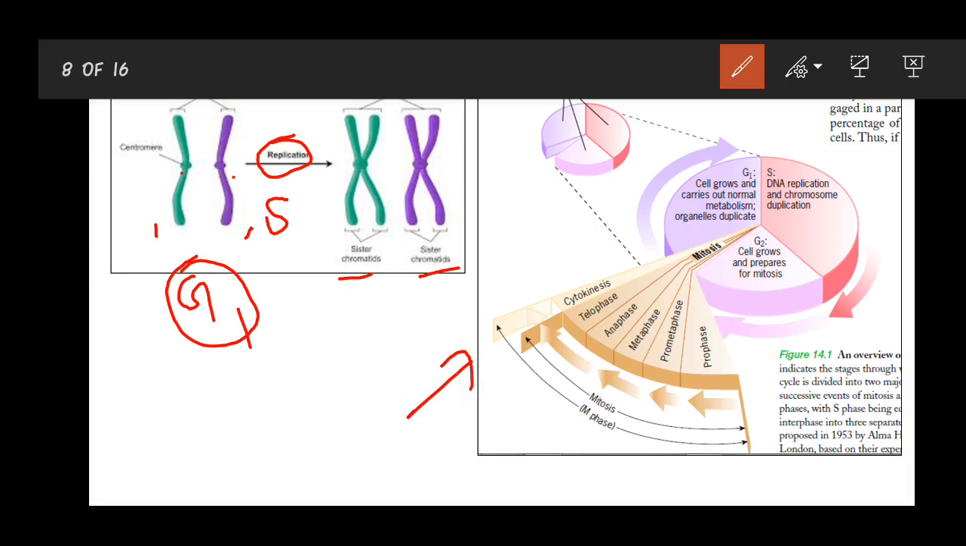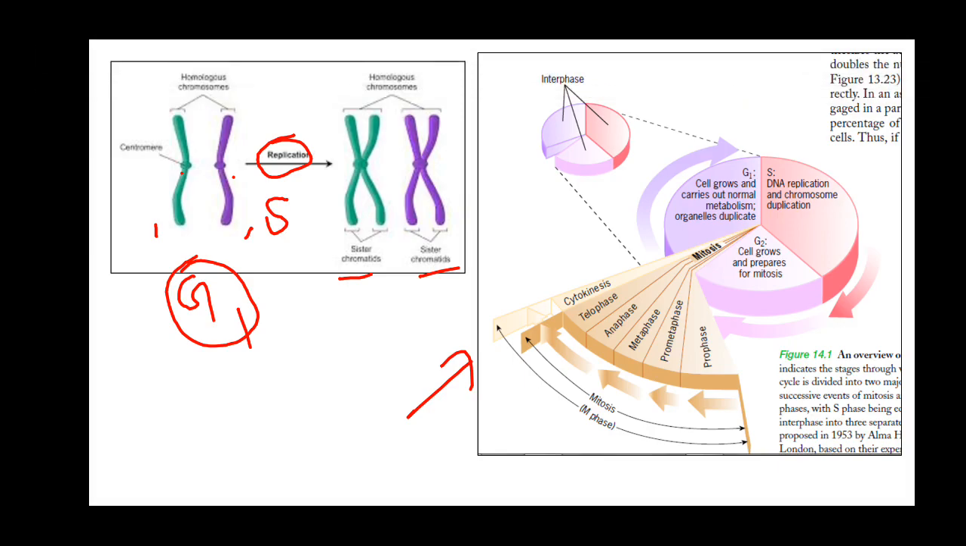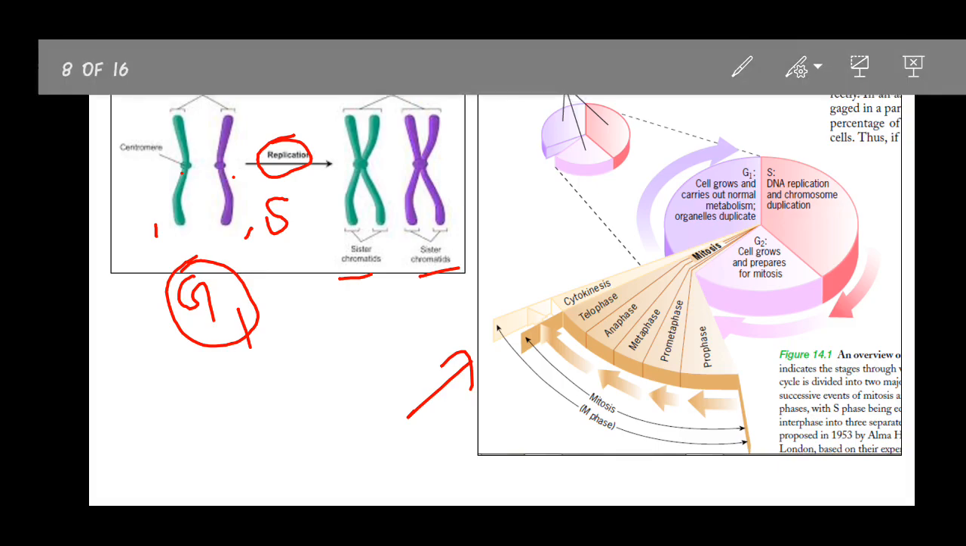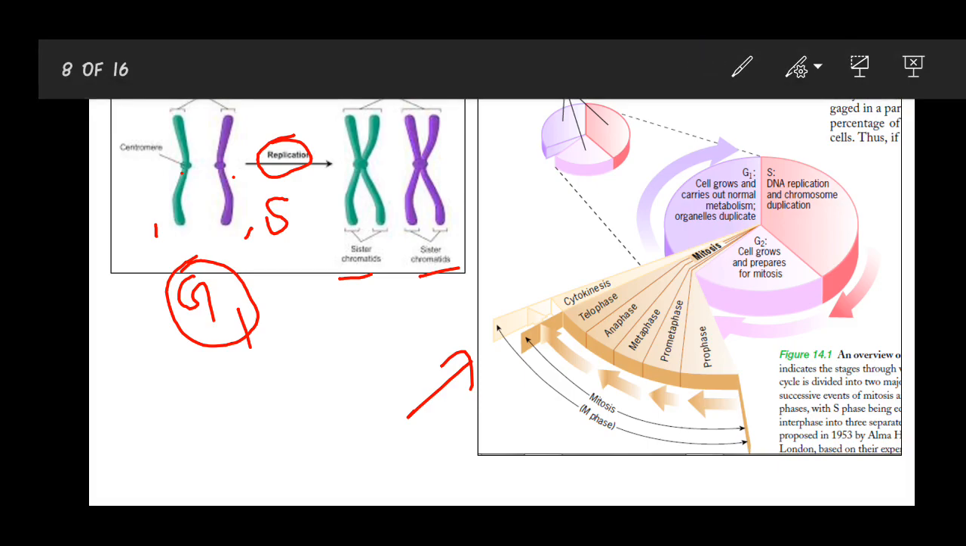This is the other diagram which is shown here. This is another, more detailed image of the particular process of the cell cycle. So in this, you can see the events which are happening in each and every phase. The three phases, that is G1, S and G2 together, are called the interphase, as shown here.